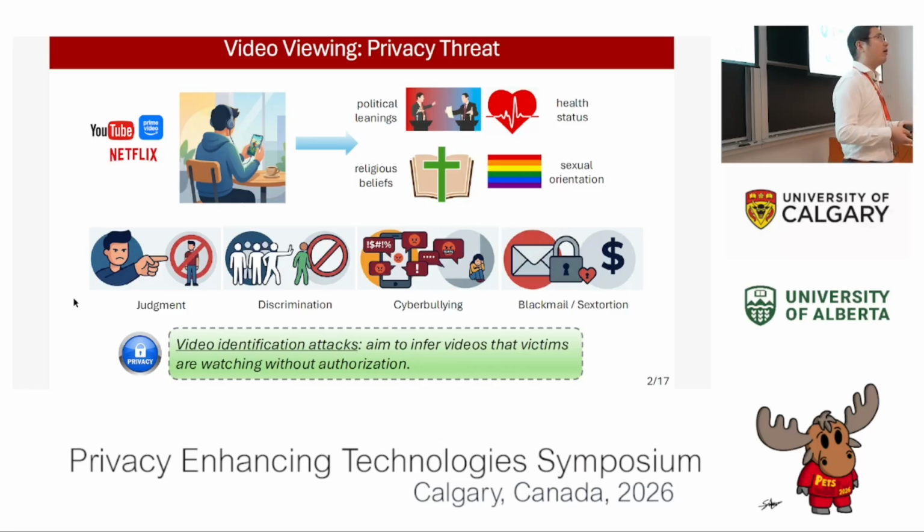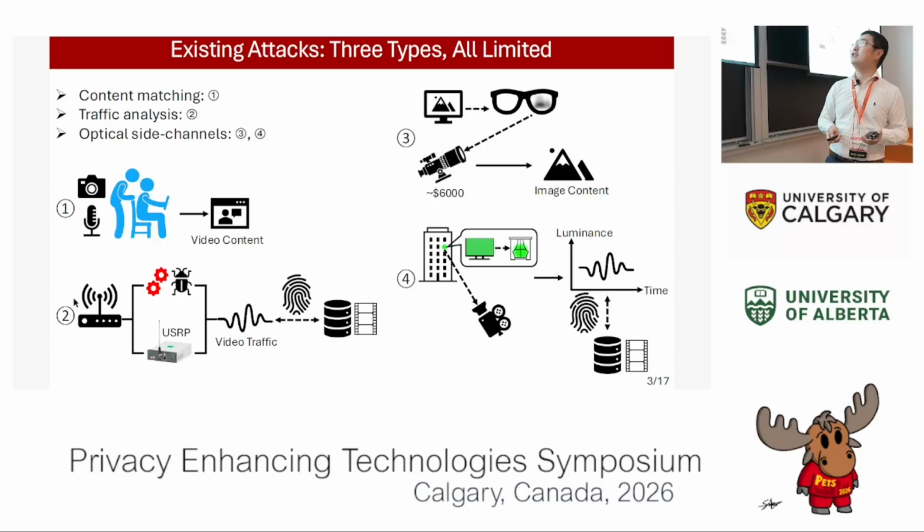This brings us a privacy threat called the video identification attack, which aims to infer the videos that victims are watching without authorization. Now let's discuss existing attacks. In general, they can be divided into three types. The first is content matching, which is easy. If I'm near a victim, I can see the content and listen to the audio signal, then I just match the content and identify the video.